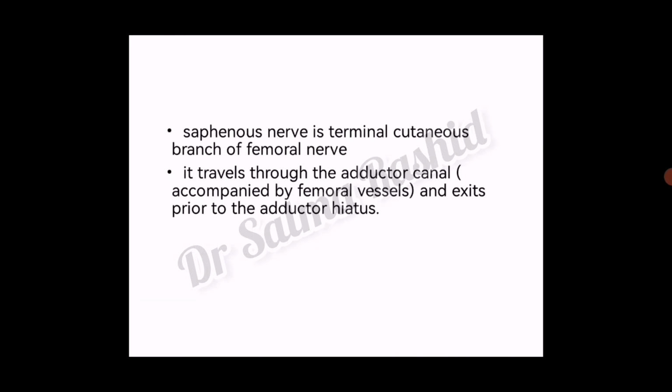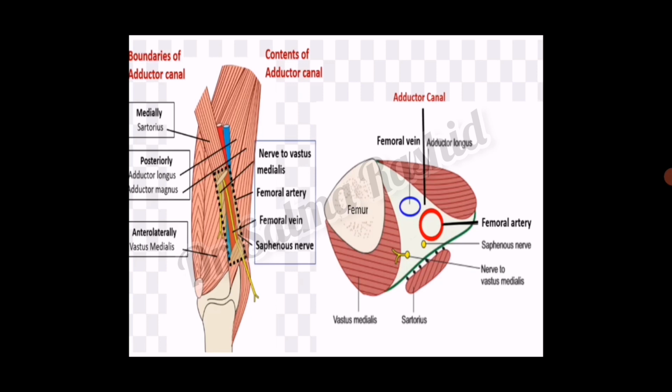Now saphenous nerve is the terminal cutaneous branch of the femoral nerve. It travels through the adductor canal accompanied by femoral vessels and exits prior to the adductor hiatus. This is the adductor canal. The boundaries of adductor canal: medial is sartorius muscle, posterior are the adductor longus and adductor magnus, and anterior lateral is vastus medialis. And contents of the adductor canal are nerve to the vastus medialis, femoral artery, femoral vein and saphenous nerve.